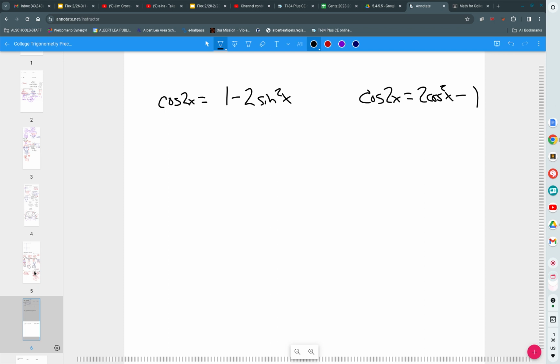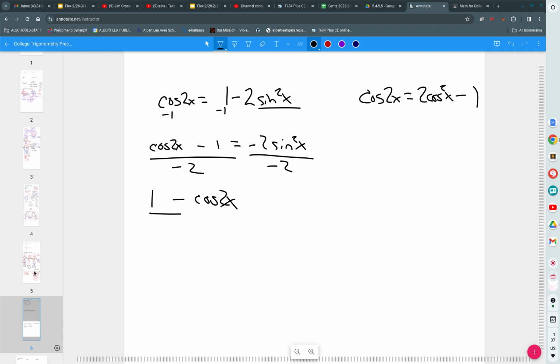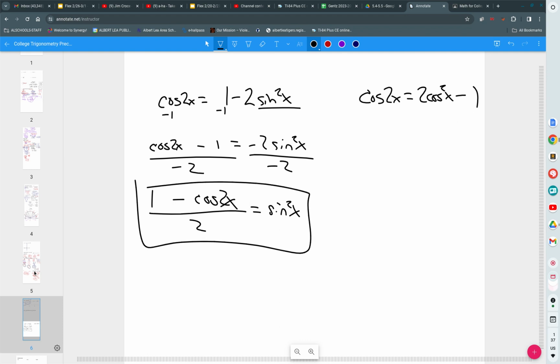What I want to do today is solve for sine squared. So I'm going to subtract the 1 over. You don't have to write this down, just follow along. You get cosine of 2x minus 1 is then equal to negative 2 sine squared. Now I'm going to divide by negative 2, and when I do, the negative switches to positive, so I get 1 minus cosine of 2x, all over 2, is equal to sine squared. So this is a new formula. And what it does is it allows me to take something that's squared and write it without a squared.